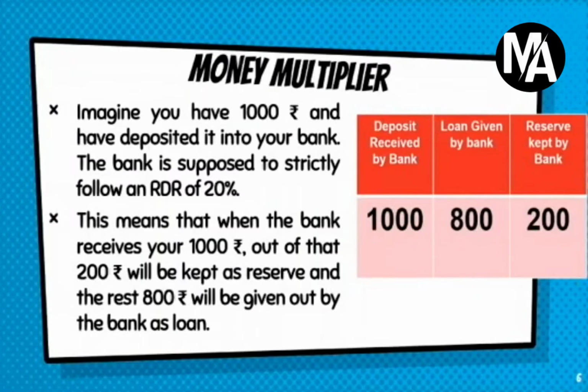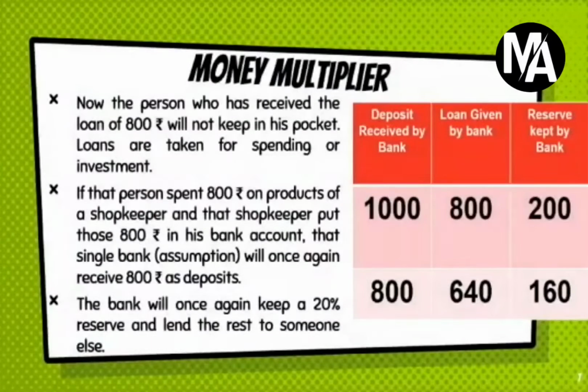Imagine you have 1,000 rupees and you have deposited it in your bank. The bank is supposed to strictly follow a reserve deposit ratio of 20%, which means 20% of 1,000 rupees has to be kept as reserve and the rest 80% can be given out as loans. Which means when the bank receives 1,000 rupees from us, 200 rupees, that is 20%, is kept as reserve and the remaining 800 rupees, that is 80%, will be given out as bank loan.